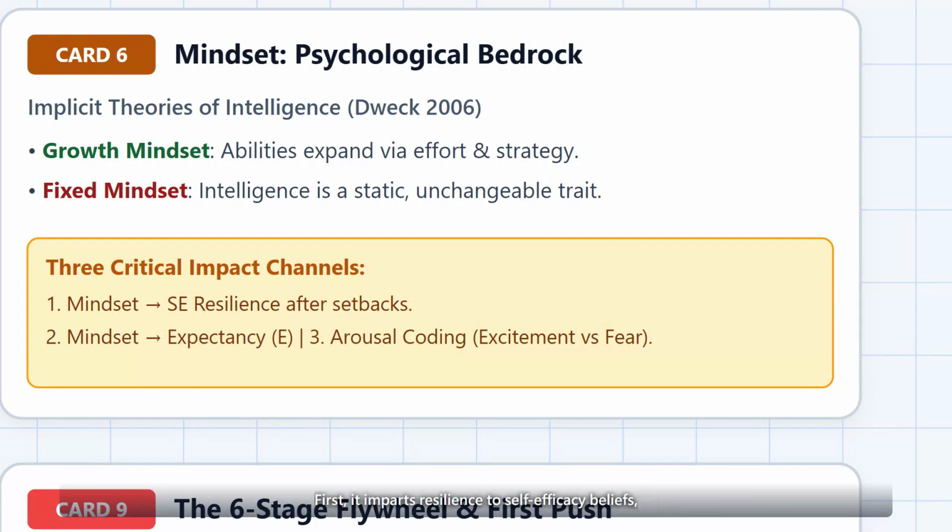First, it imparts resilience to self-efficacy beliefs, allowing students to bounce back after academic setbacks. Second, it fortifies expectancy by reinforcing the conviction that effort directly improves performance. Third, it recodes physiological arousal. A growth mindset interprets a racing heartbeat before a public speech as readiness and excitement, whereas a fixed mindset decodes the exact same sensation as paralyzing fear and inadequacy.